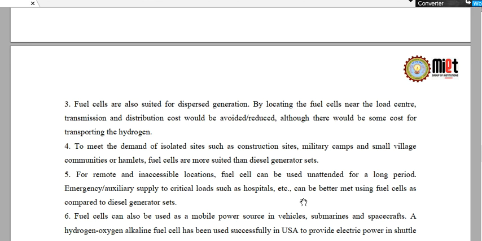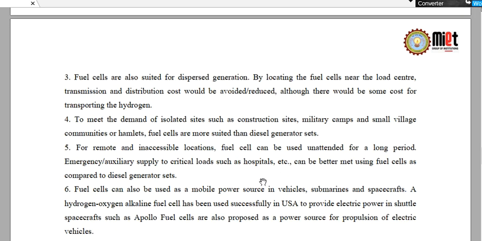Fourth is to meet the demand of isolated sites such as construction sites or military camps or a small village which are very remote from the urban centers. We can use fuel cells in place of diesel generators, which will also cause less pollution. Fifth is for remote and inaccessible locations. Again, a similar type of argument is given here.